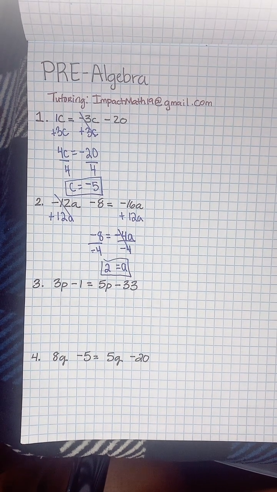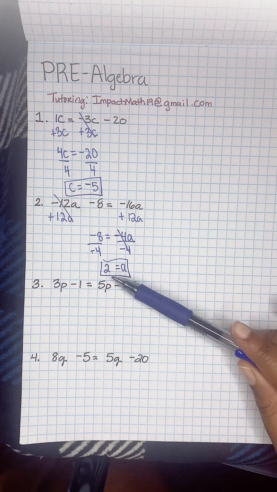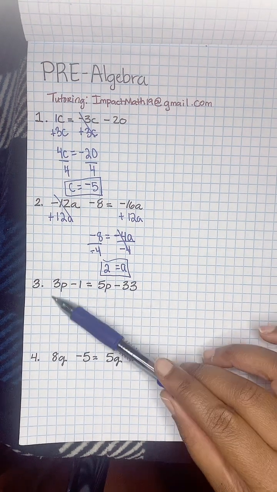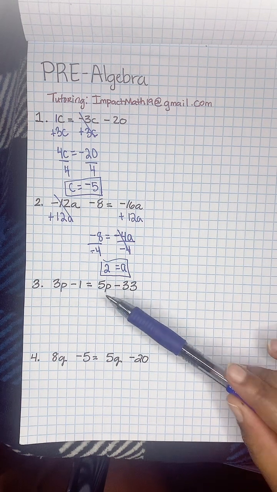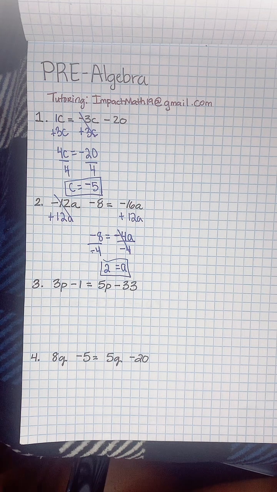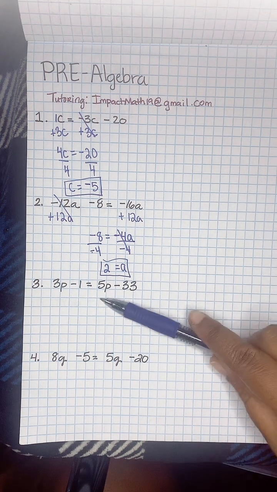All right, let's do number 3. Okay. Now, it does not matter. You just have to pick which side you want your variable on. Do you want it on the right side or on the left? What do you guys want? Where should we put our variable? What should we move?